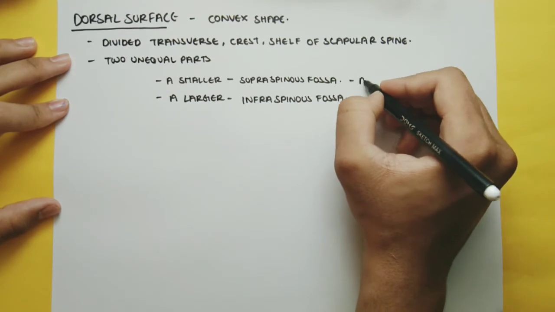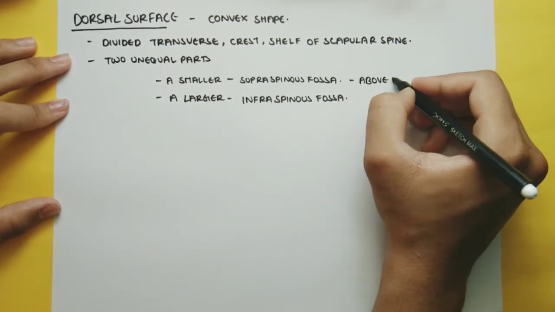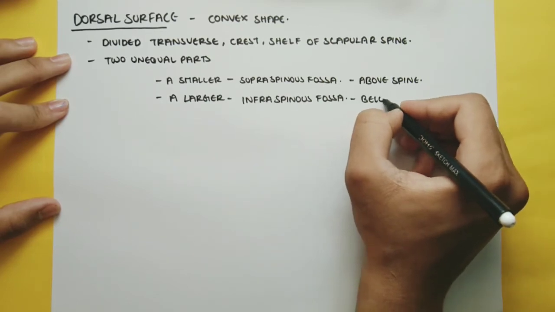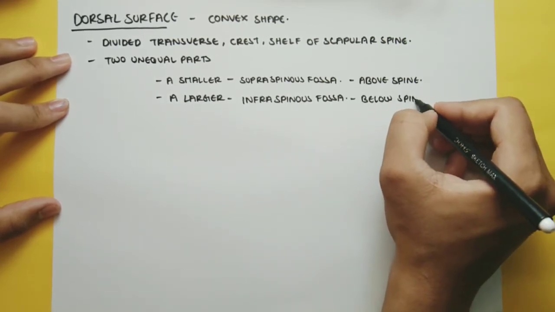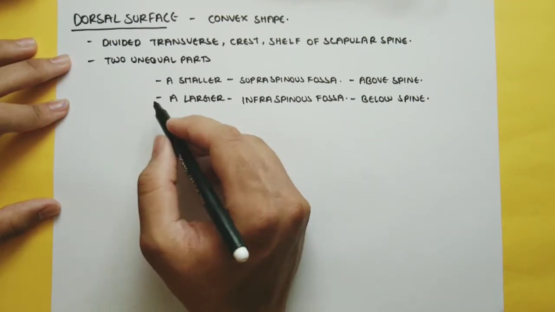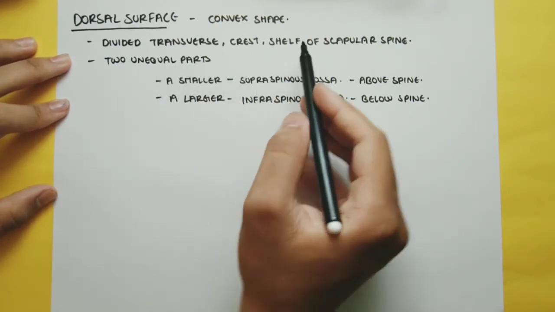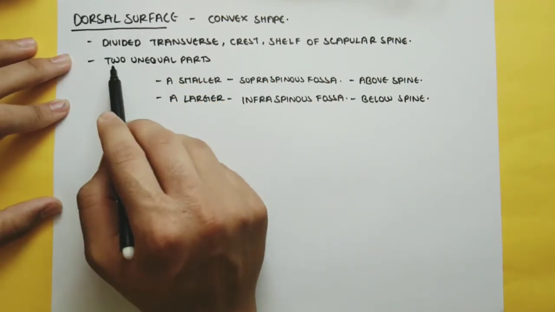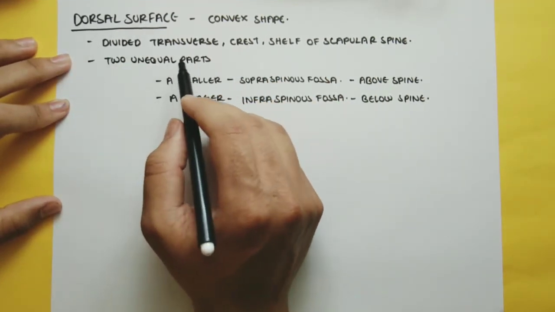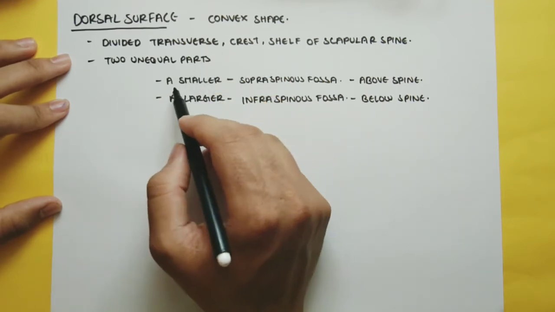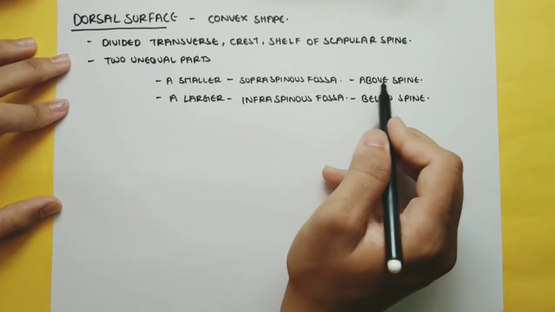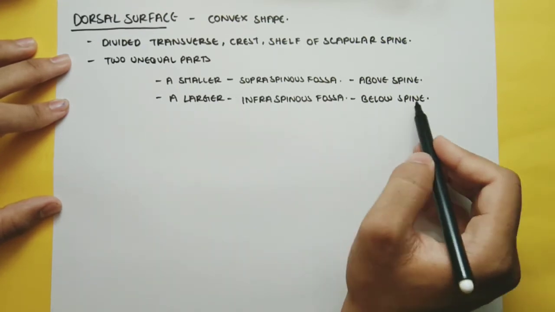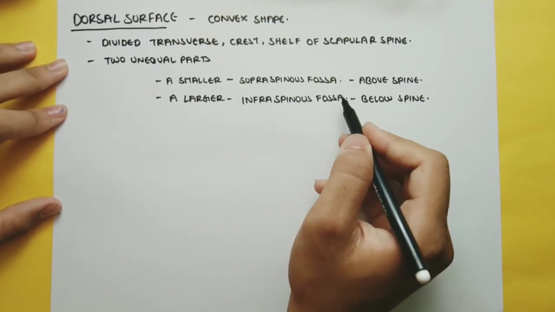This is above spine, this is below spine. The scapular spine, or the spine of scapula, divides the dorsal surface into two unequal parts. The smaller part above the spine is called the supraspinous fossa, and the larger part below the spine is called the infraspinous fossa.